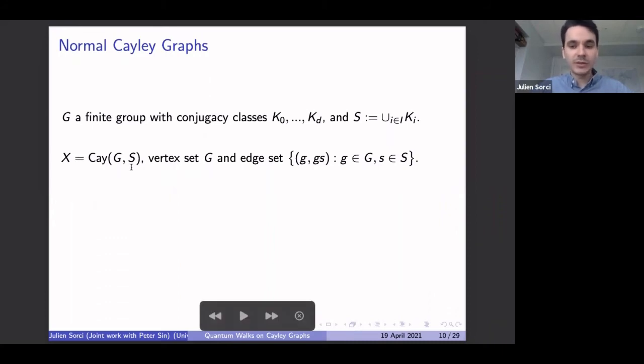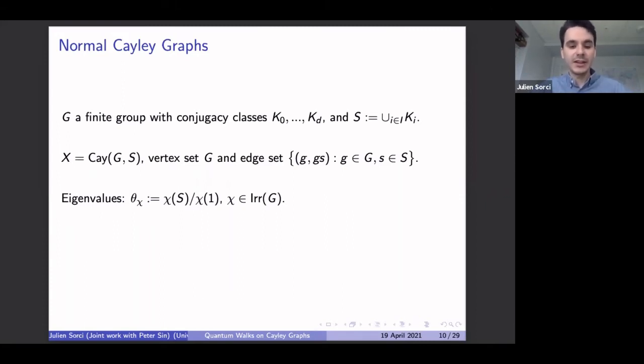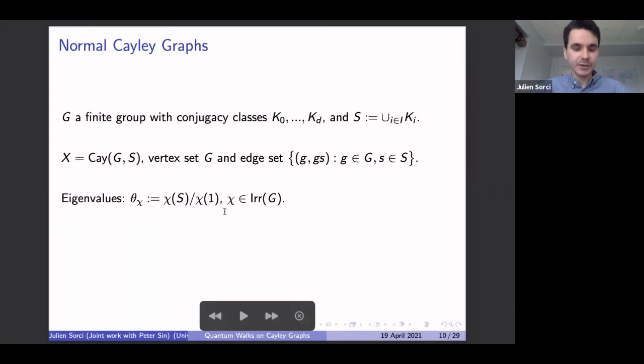So to move along with the theory, to support this sentiment that they have some nice algebraic properties, one thing that's nice is that the irreducible characters of the group afford the eigenvalues of the graph. For each irreducible character chi, it gives us an eigenvalue of the graph, which is this character sum over the connecting set. Which is great because if I know what the character table of the group is, then in theory, I should be able to compute the eigenvalues of the graph.